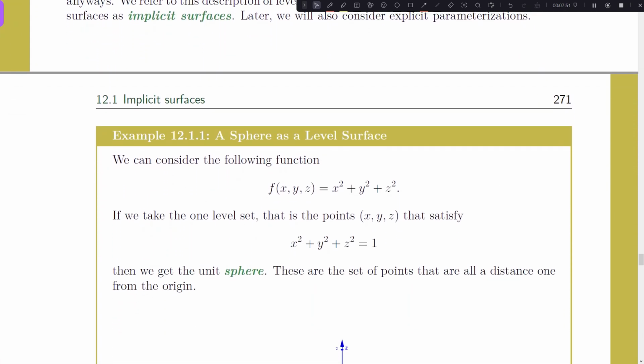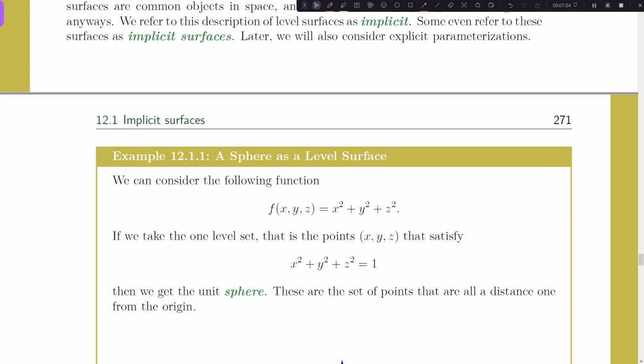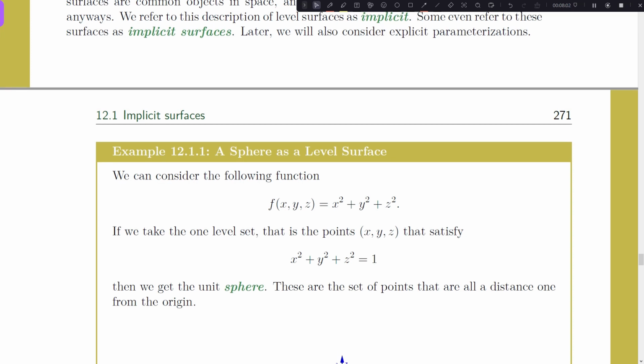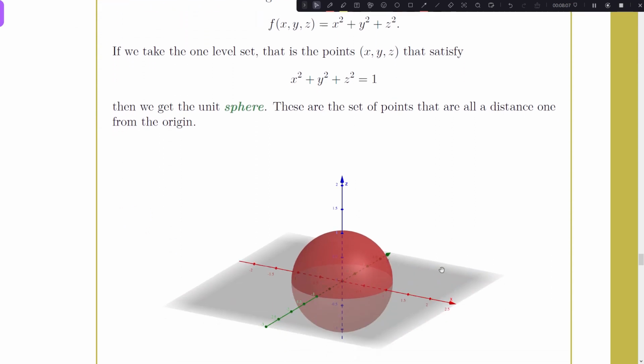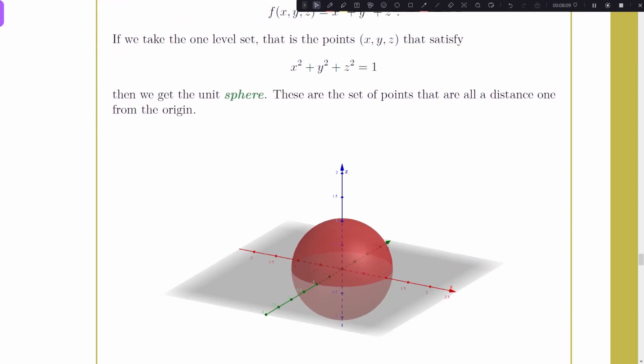Okay, now we're going to actually look at this sphere, x squared plus y squared plus z squared equals 1, as a level surface. We're claiming we get a sphere from this. Let's actually look at the plot of all possible triples x, y, and z which satisfy this equation. The plot looks like the following, and indeed we do have a sphere.